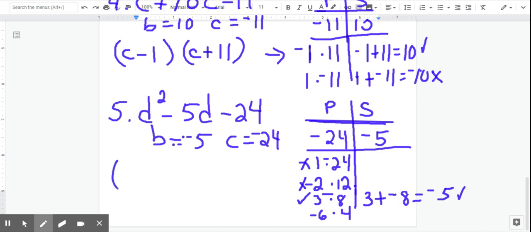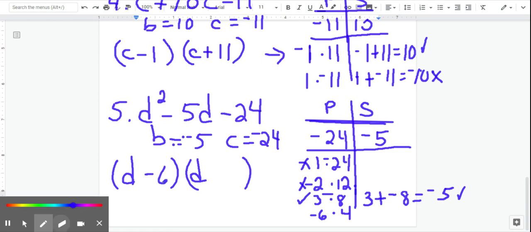So again, we put our parentheses. We break up our first term and we put our numbers from the table. Whoops, it was definitely not a 6. It's a negative 8 and a positive 3. And that's how you factor trinomials where the coefficient of the squared term is 1 using the product sum table.